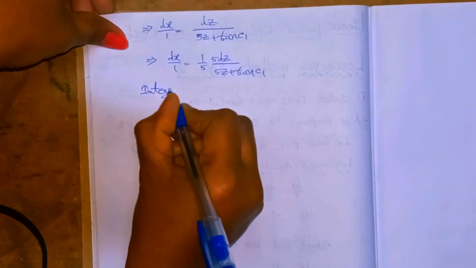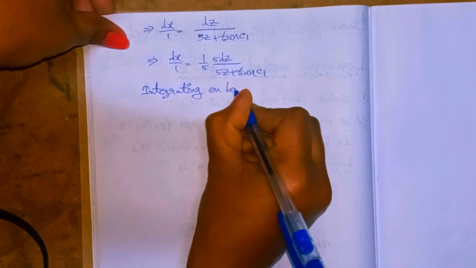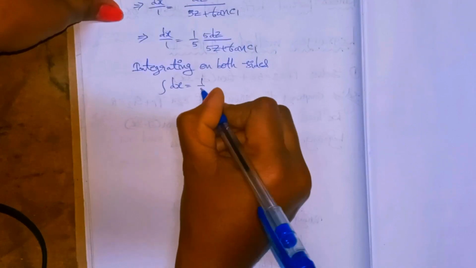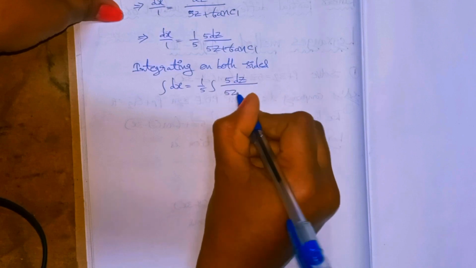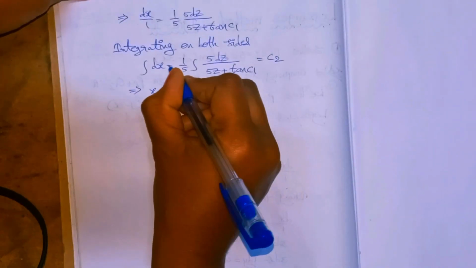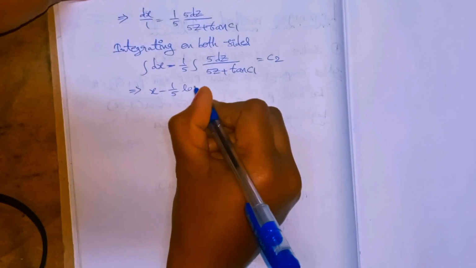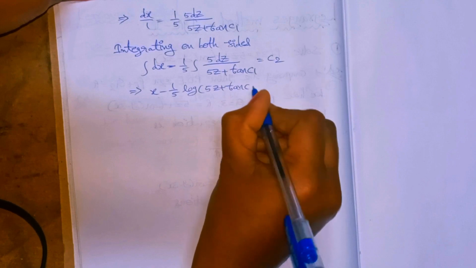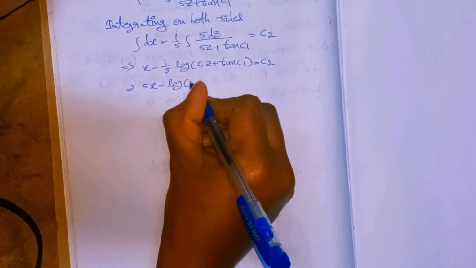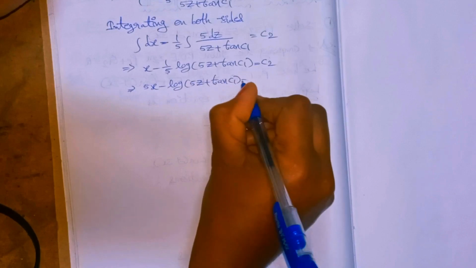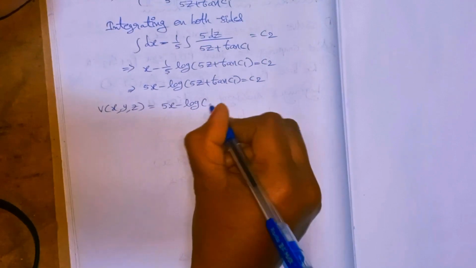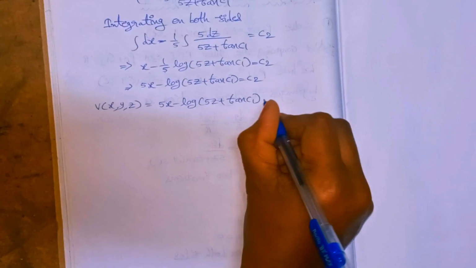Integrating on both sides, integration of dx equals 1 by y integration of y dz by yz plus tan c1 equals c2. So x minus 1 by y log of yz plus tan c1 equals c2. Let v of x, y, z equals yx minus log of yz plus tan c1 equals c2.